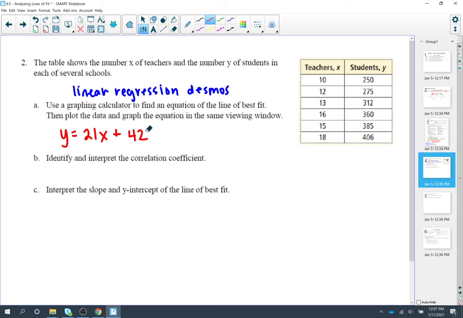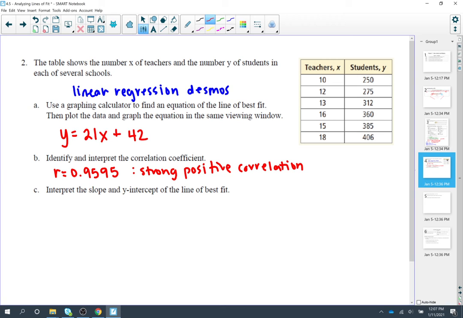Identify and interpret the correlation coefficient. That was our R, which is 0.9595, which tells me there is a strong positive correlation. As the number of teachers increase, the number of students increase.